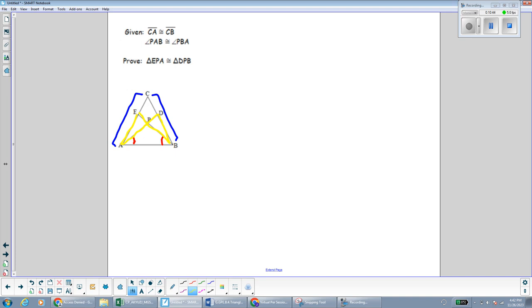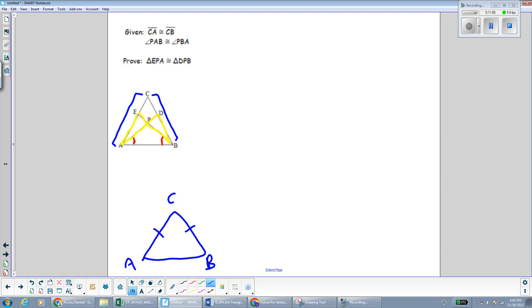So let's think about what conclusions we can draw. I'm going to go back to my first given. From my first given, I know that CA is congruent to CB. So that means the whole big triangle, CAB, I just redrew the big triangle without all the stuff inside, without the smaller triangles. And that means the whole big triangle is isosceles.